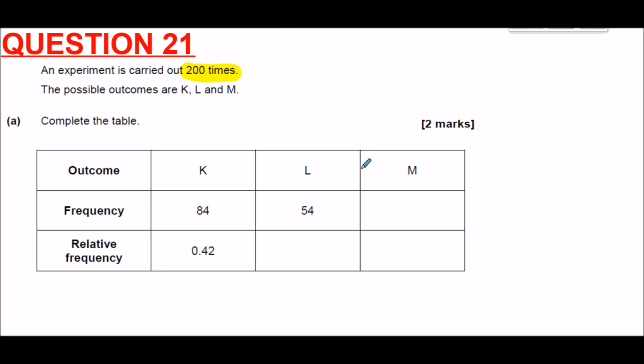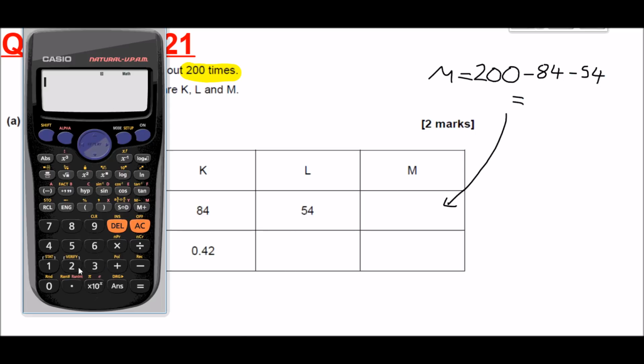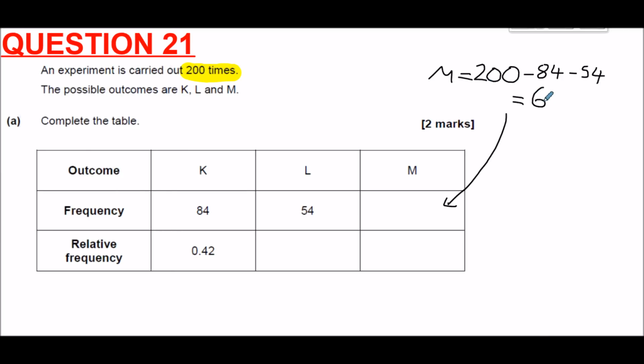And so we've not been told the frequency for M. But what M will be is whatever's left to make the frequency row total 200. So M will be 200, take away 84, take away 54. And so if we work this out, 200 minus 84 minus 54, we'll find that M should be 62. So 62 goes into this box here. We also need to fill in the relative frequencies.